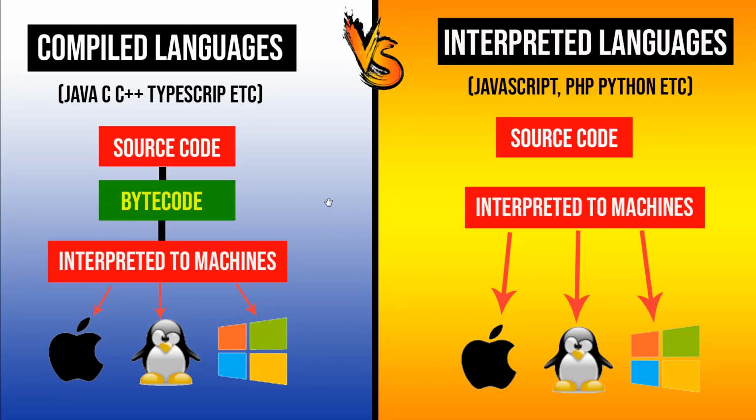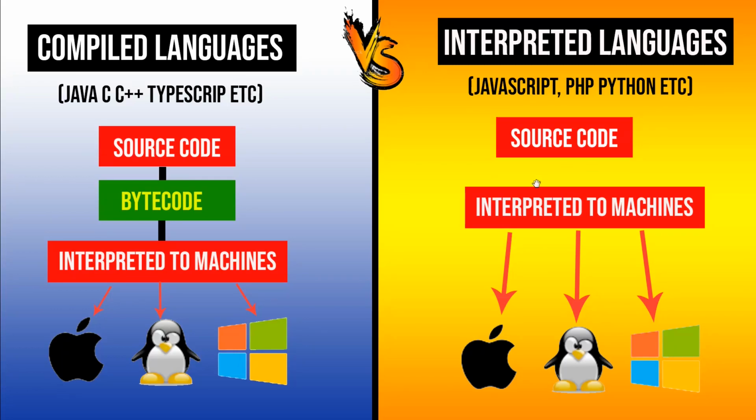If you see this illustration, then you can understand that Java, C, C++, TypeScript, etc. are compiled languages, while JavaScript, Python, PHP, etc. are interpreted languages. So what happens actually, in brief, we can understand here. First, we write the source code, then it's converted into bytecode, and that bytecode is interpreted by different machines. So this bytecode is platform independent. That means it can be understood by any one of these machines.